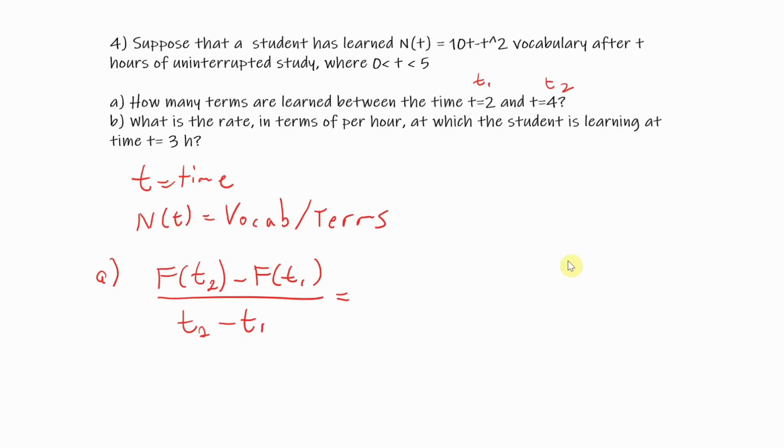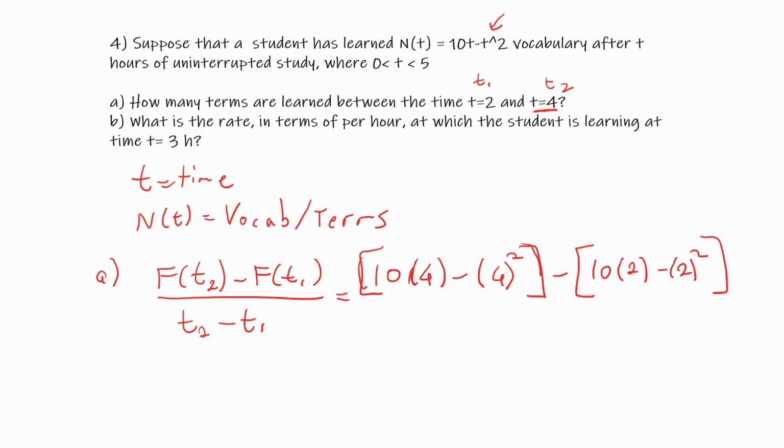So when I put t2, which is 4, into my original equation, I'm going to get in brackets 10, and for t I put 4. And I have a minus t squared, so I'm going to say minus, my t is 4 again, and then squared. This is my first portion. The second portion is putting t equals 2 into the original equation. So I'm going to do the same thing, 10, instead of putting 4, I'm putting 2, and then minus 2 squared, over my t2 which is 4, and my t1 which is 2. So I'm going to say minus 2.